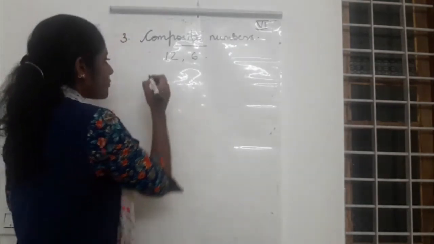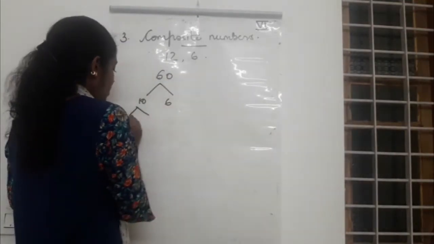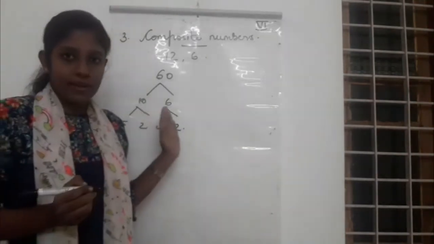So, for that, what is prime factorization? You know, 60 you can write as 10 into 6. Again, 10 you can write as 5 into 2, and 6 you can write as 3 into 2. Like that. This is called prime factorization.